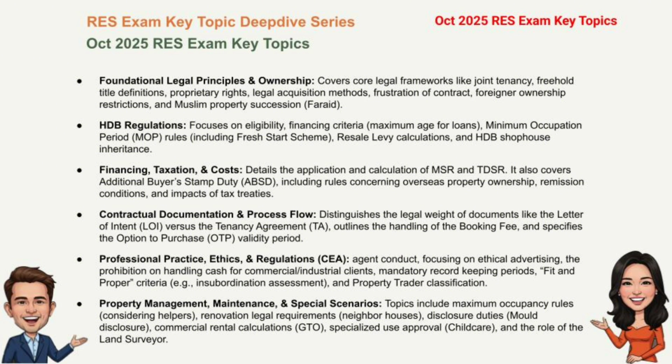Got it. Last segment. Core Segment 6. Property management, maintenance, and those special scenarios. The practical, on-the-ground advice. Okay, nuts and bolts time. First, occupancy limits. You need to know the maximum occupancy rules for private residential units. It's often based on square footage. And who counts towards that limit?